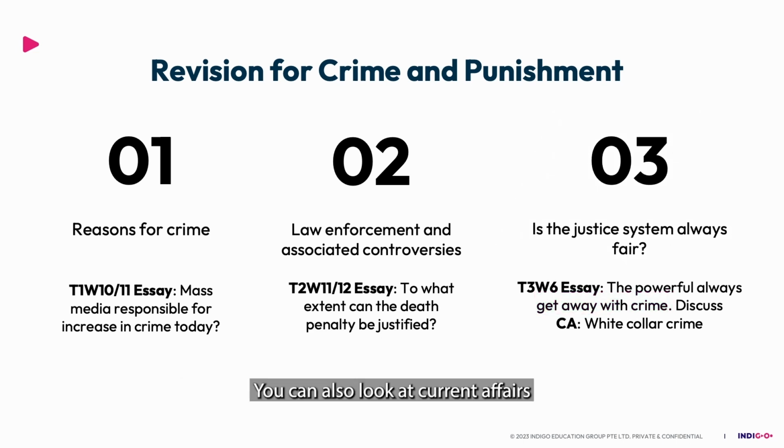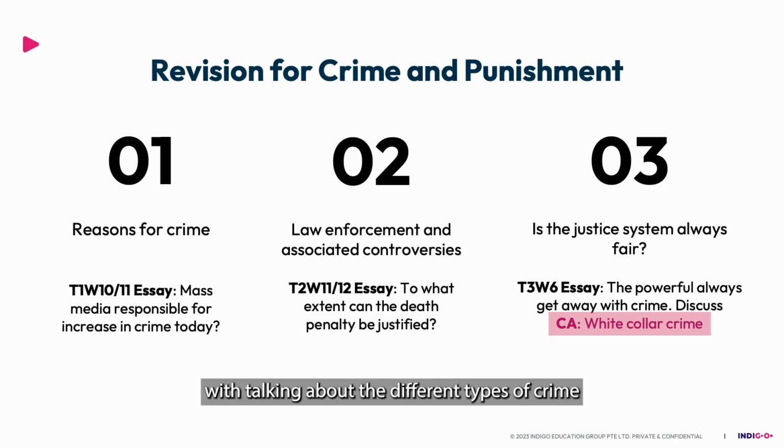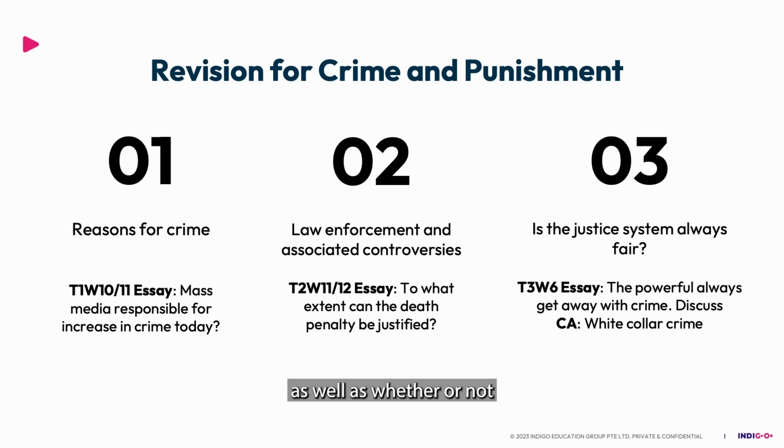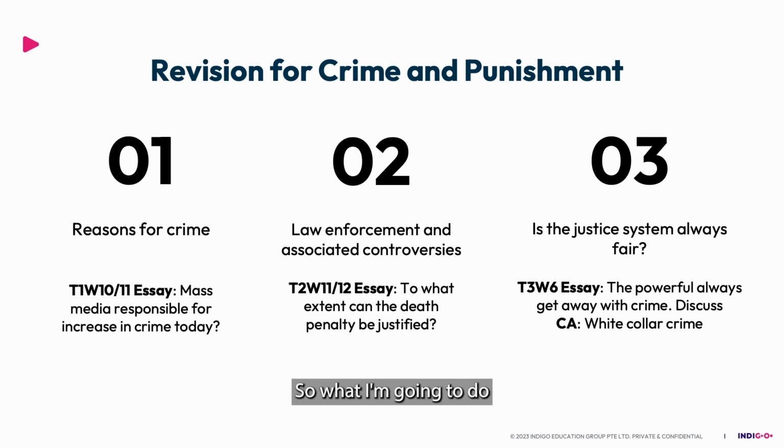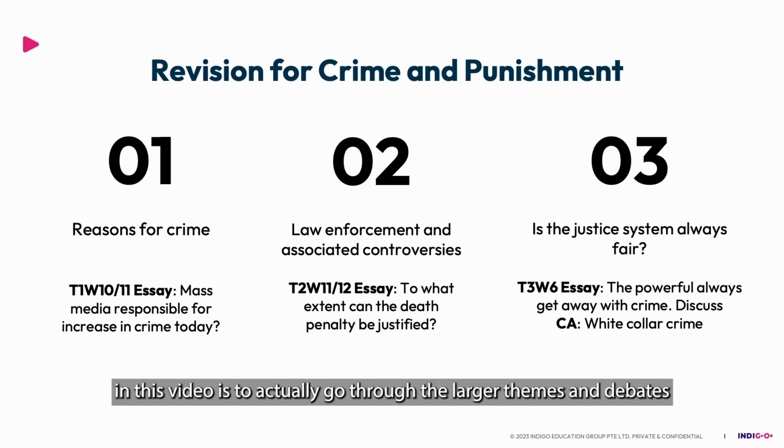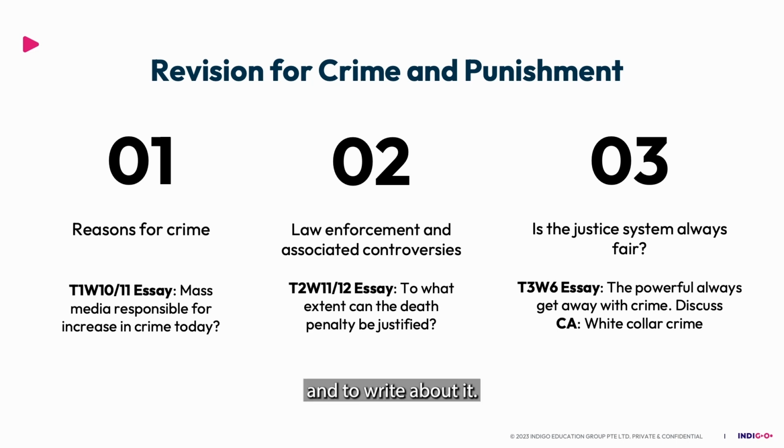You can also look at current affairs, where we looked at white-collar crime, and that will actually help with talking about the different types of crime, as well as whether or not we view the types of crime with the same kind of severity. So what I'm going to do in this video is to actually go through the larger themes and debates that generally tend to be talked about for crime and punishment. If you are able to understand these themes, these debates, these tensions, you should be in a good position to talk about it and to write about it. All right, so let's get started.